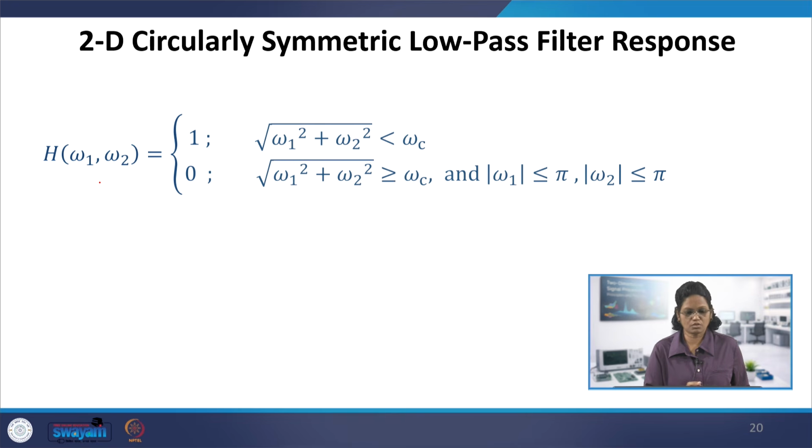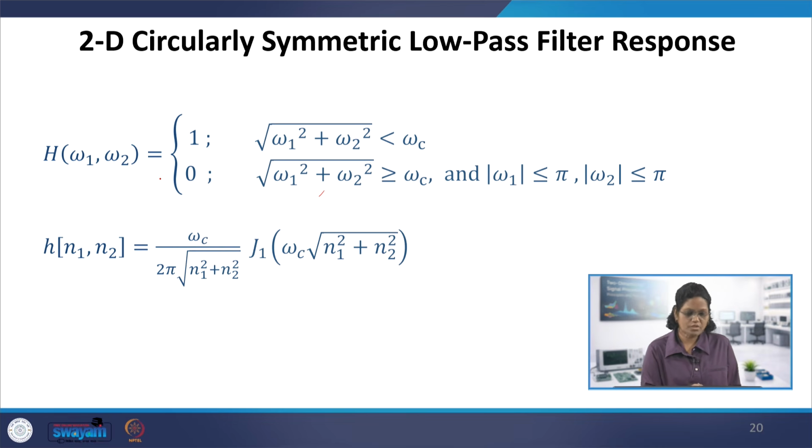So there are these two types the filter responses can have. These two types, even windows also can have the responses. So it is 1 for omega 1 square plus omega 2 square root less than omega c. So omega c is the only cutoff frequency here, which is having the circular pattern, that is omega 1 square plus omega 2 square root is omega c, and above omega c, this value becomes 0. So that is for omega 1 less than pi and omega 2 less than pi.